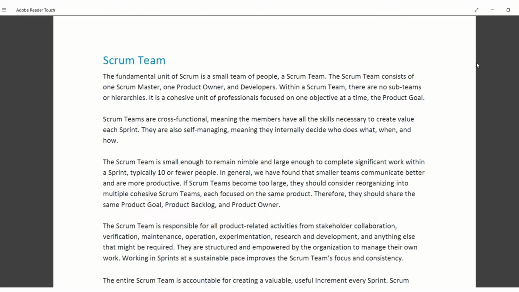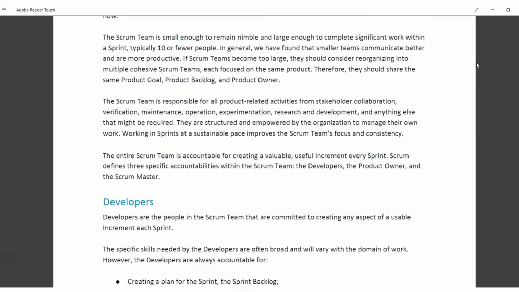Scrum teams are cross functional, meaning the members have all the skills necessary to create value each sprint. They are also self managing, meaning they internally decide who does what, when, and how. The Scrum team is small enough to remain nimble and large enough to complete significant work within a sprint, typically 10 or fewer people.